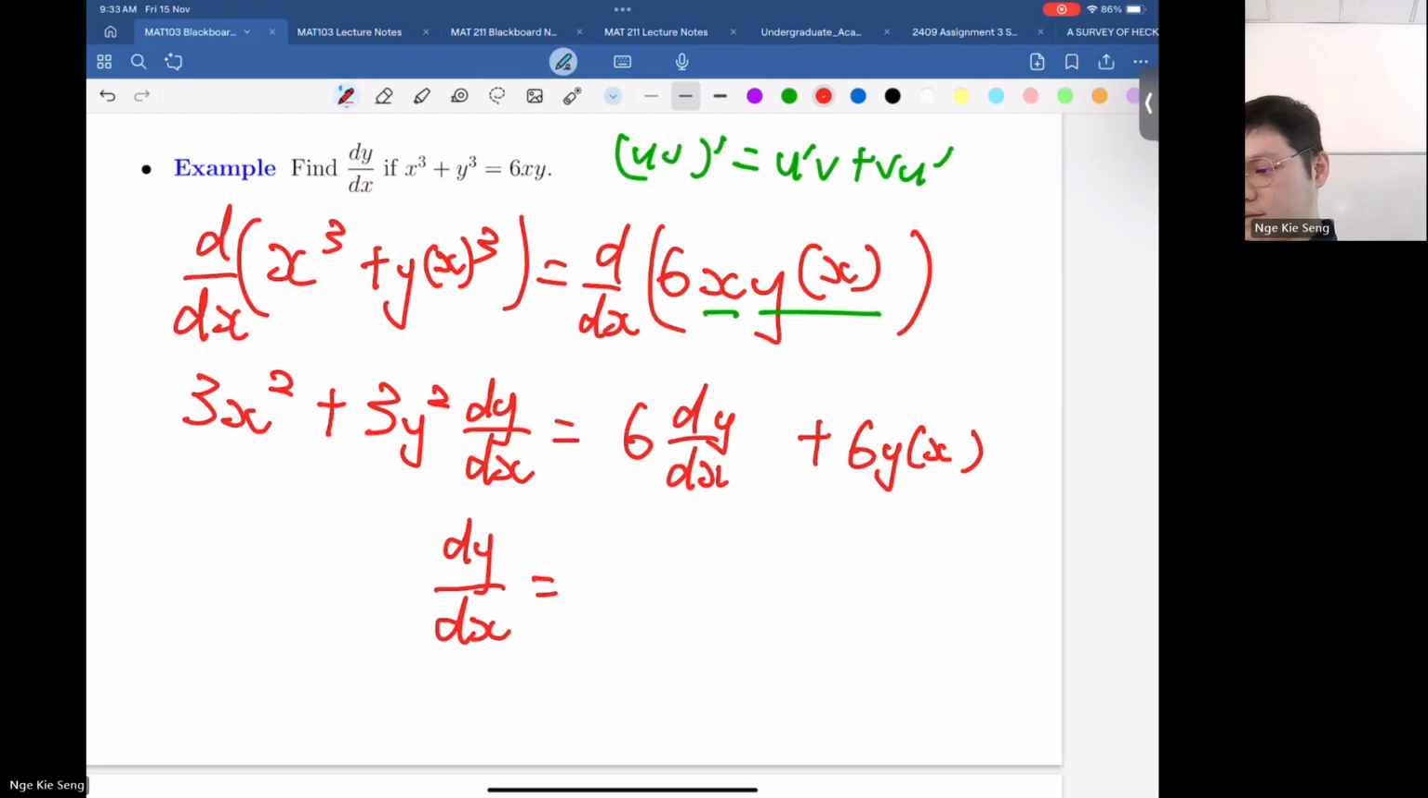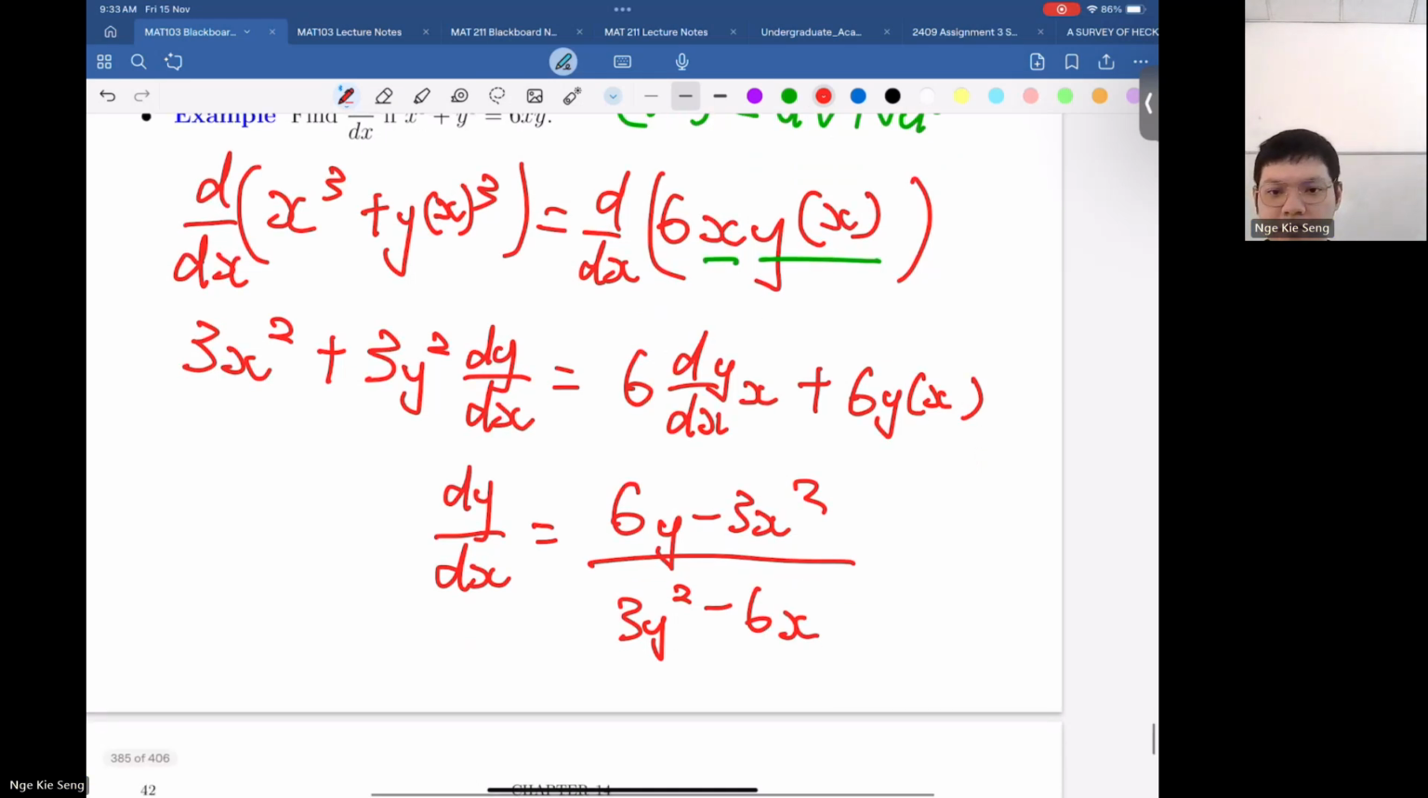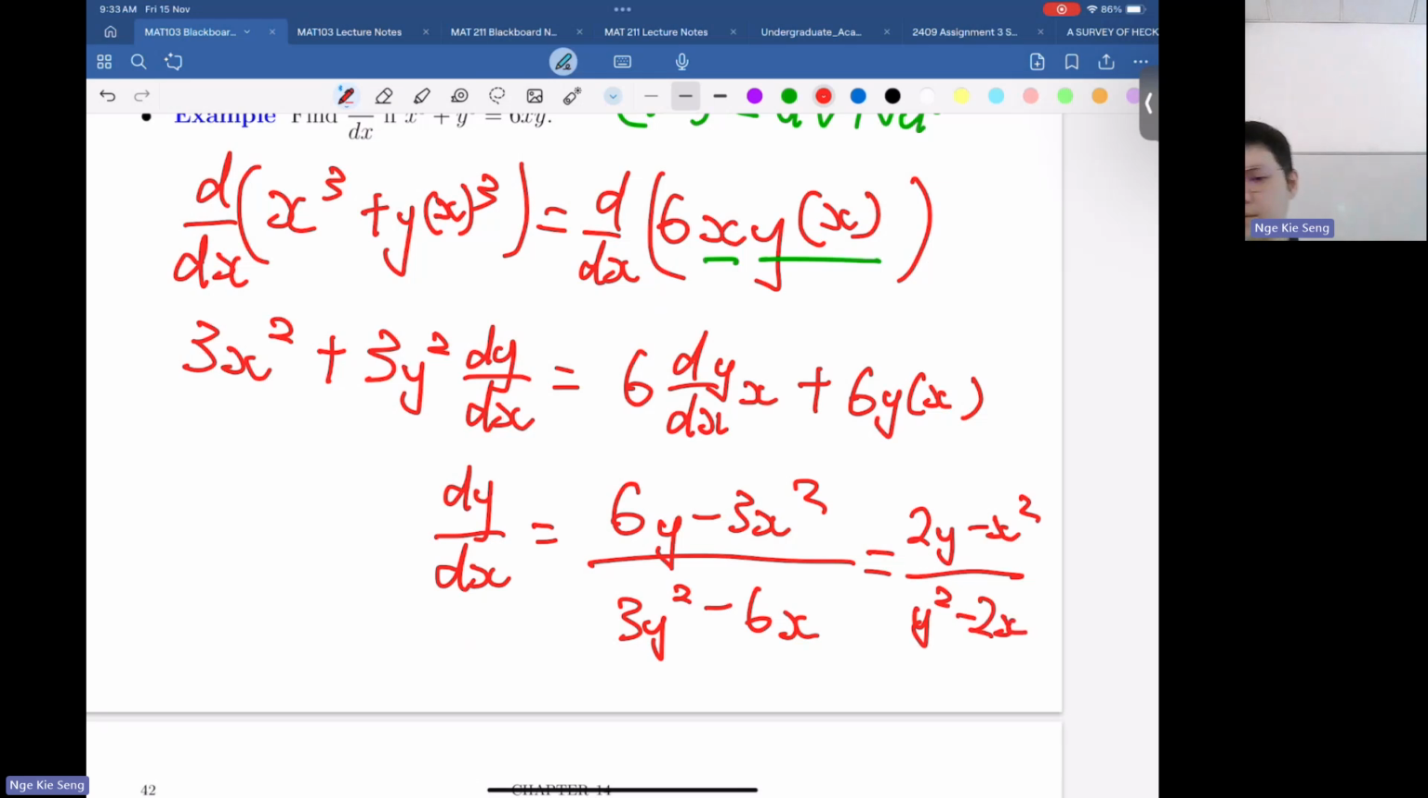Can you calculate it? 6y minus 3x squared over 3y squared minus 6x. What's missing? dy dx is missing an x. The x wasn't touched, so it stays, so we need to add an x here. Is the answer right? Yes, but we can simplify this because we can factorize the 3 out, so it's 2y minus x squared over y squared minus x. Okay, good.